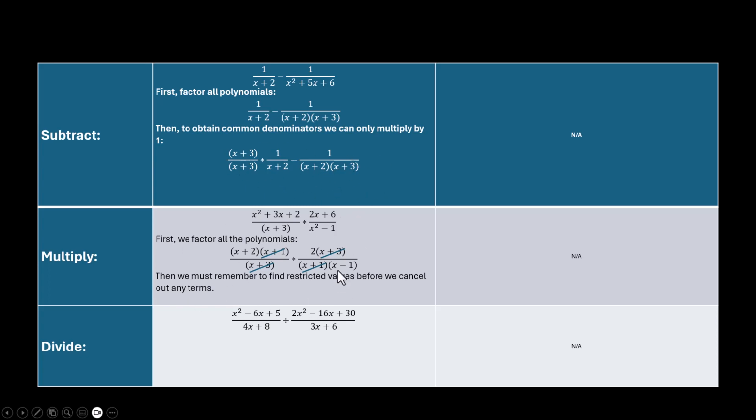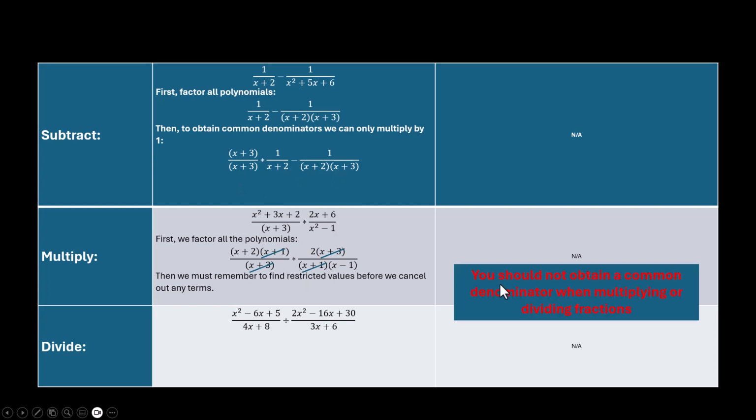The other common mistake that I see is, notice up here when we were adding or subtracting rational expressions, we had to find a common denominator. But notice we do not need to do that with multiplication or division. So be careful as you multiply or divide. Multiplying and dividing fractions are the easiest thing to do because why? Because you don't need a common denominator. You can just multiply across, cancel things out, and again, don't forget your restricted values.